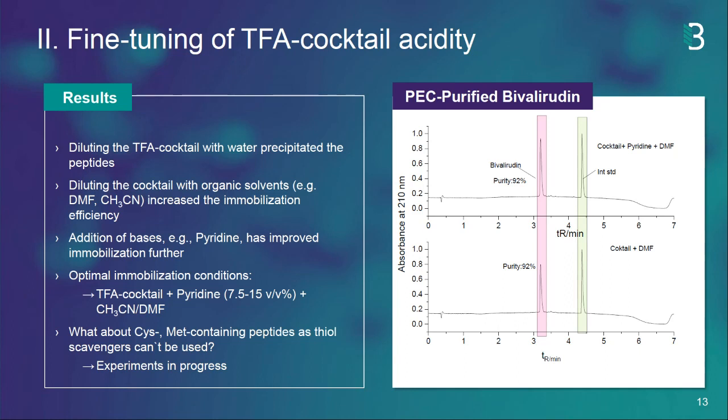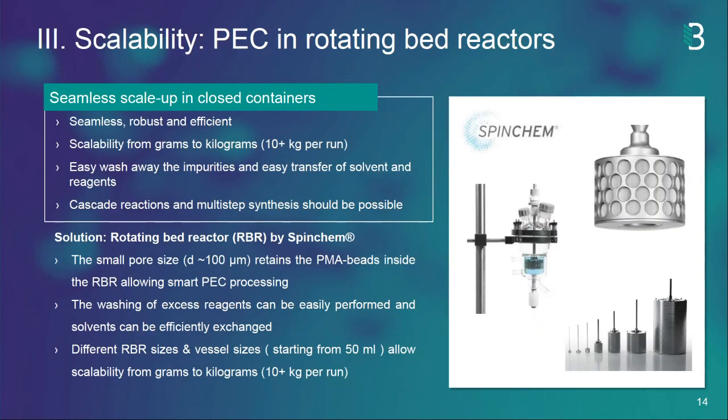So then coming to the scalability. We want to make this whole PEC process seamless, robust, and efficient. We want to synthesize and purify peptides from gram to kilogram scale. The purification should be easy by washing away the impurities, solvents and reagents. So our collaborator SpinChem has a new technology, which is the rotating bead reactor. What happens in the rotating bead reactor, as shown here in the figure, is that the mesh size in the rotating bead reactor is 100 microns.